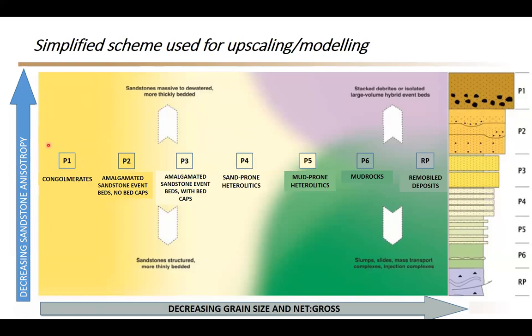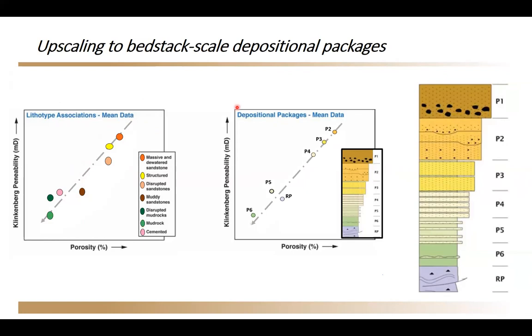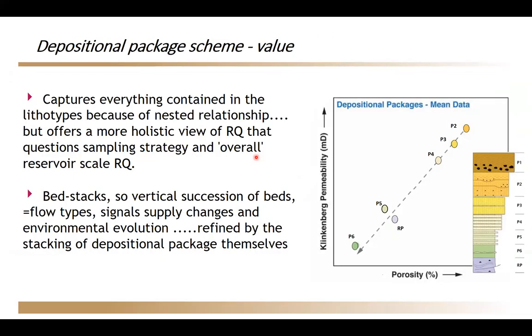I use this scheme in the classic depositional package upscaling. For example, defining the conglomerate with the same grain size, the same porosity and the same permeability anisotropy, and differentiating it from the amalgamated sandstone, which has a bed acting as a barrier between the two, then the sand-prone heterolithic sandstone, the mud-prone heterolithic, the mudrock, and so on. So I upscaled my different petrotype units into this depositional package, which I will use to track all of the reservoir quality laterally. These depositional packages, because they come from a nested relationship, offer a more realistic reservoir quality. In that way, I provide the depositional packages.